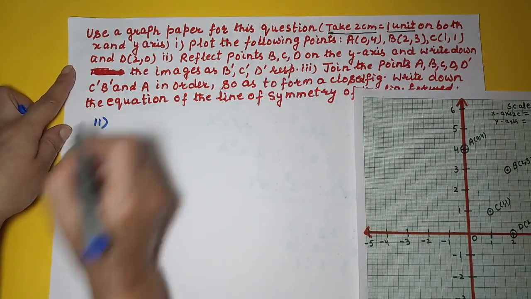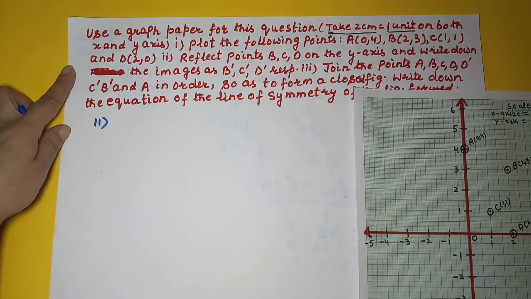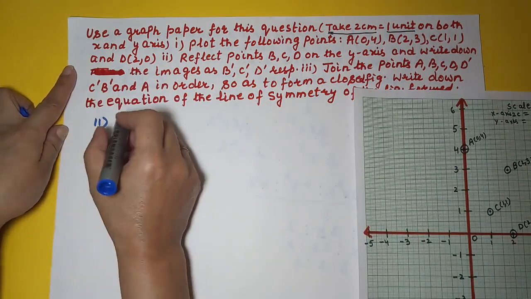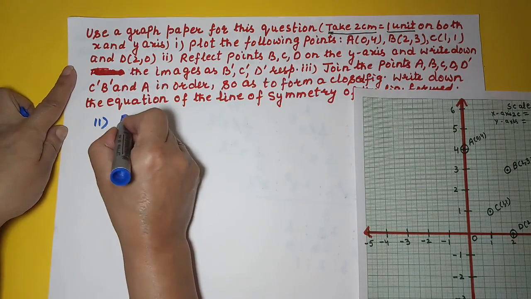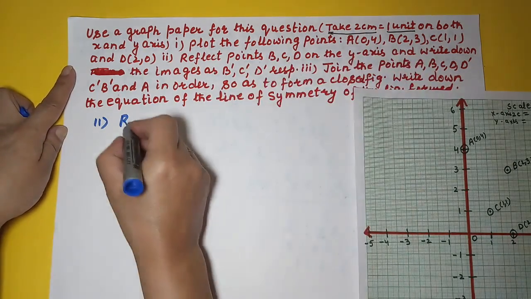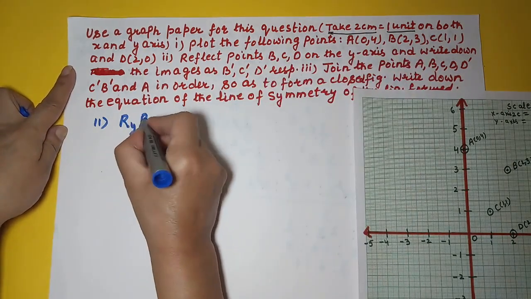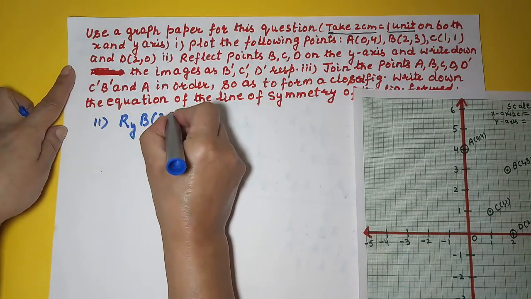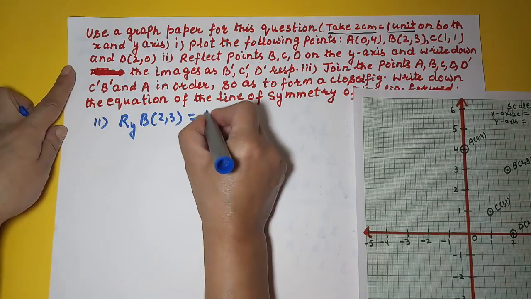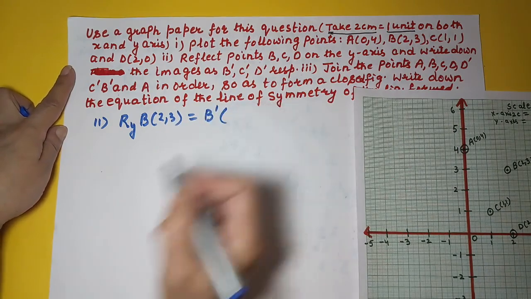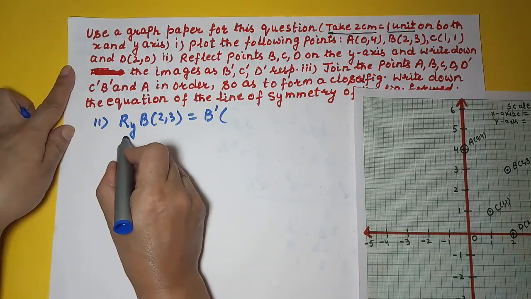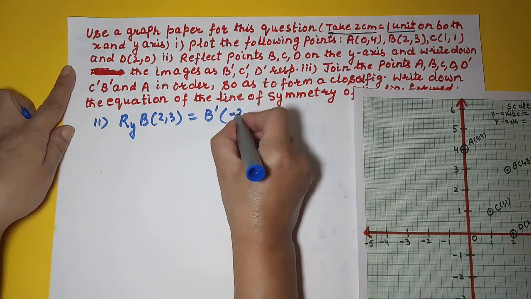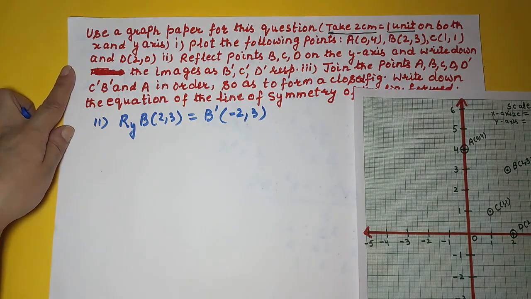This is my second part. You should never write your answer on the graph paper. It should be written separately on the full scale which is provided to you. So I am reflecting the point B along y-axis. My point B is 2 and 3. So what will be my B dash? What will be the image of B when I am reflecting it along y-axis? It will be minus 2 and 3. Fine.